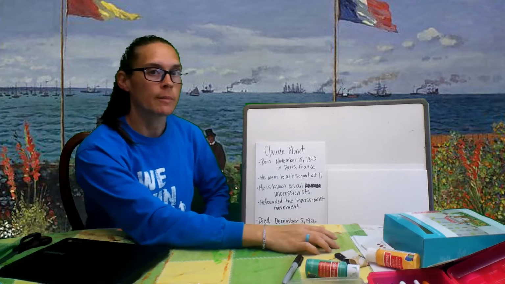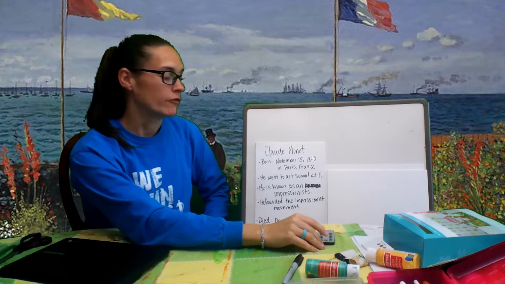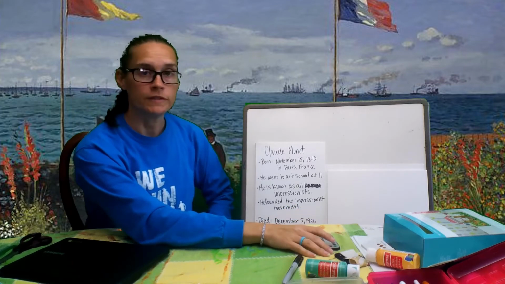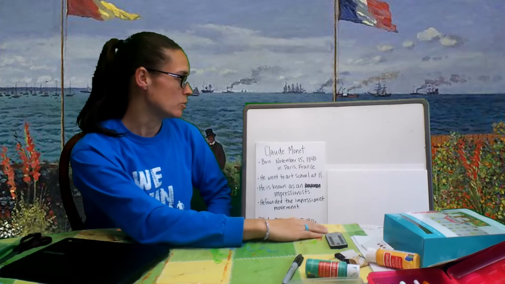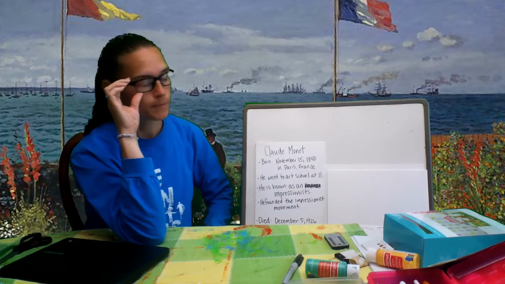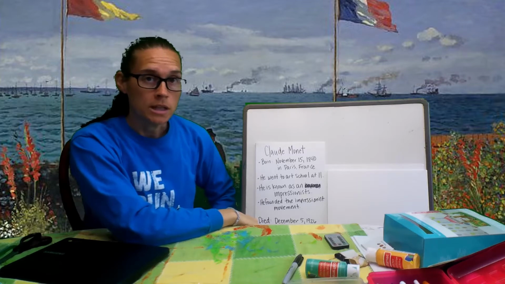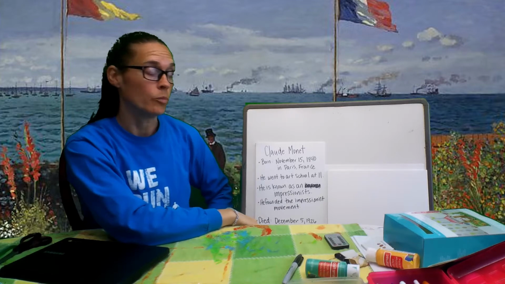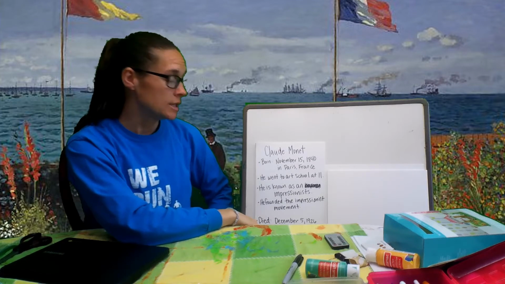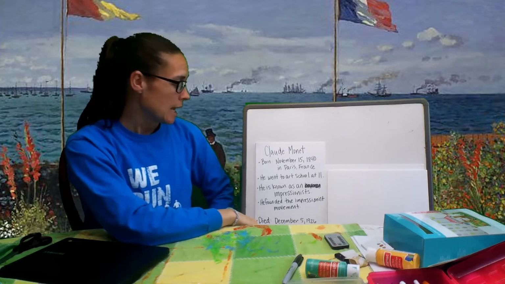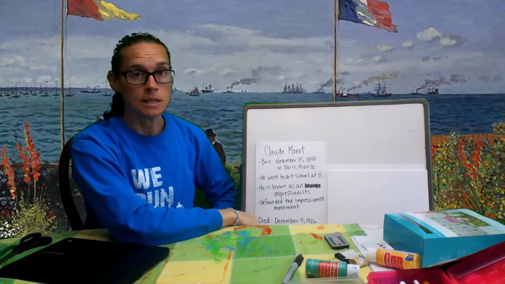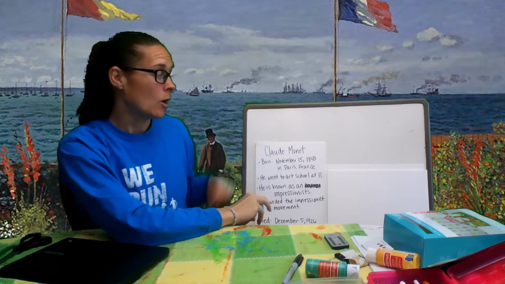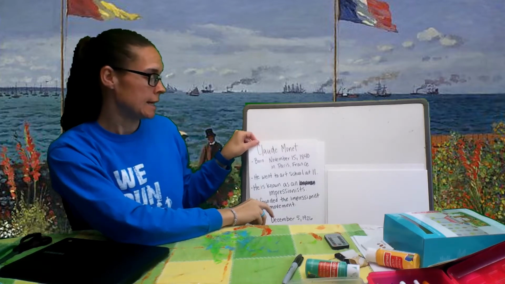So this week we are going to talk about Claude Monet. He was a French Impressionist painter. He was born November 15th, 1840, in Paris, France. He went to art school at the young age of 11. He is well known as an Impressionist artist. He founded the Impressionist Movement, and then he died on December 5th, 1926. So for some math, you guys can figure out how old was Claude Monet when he died.